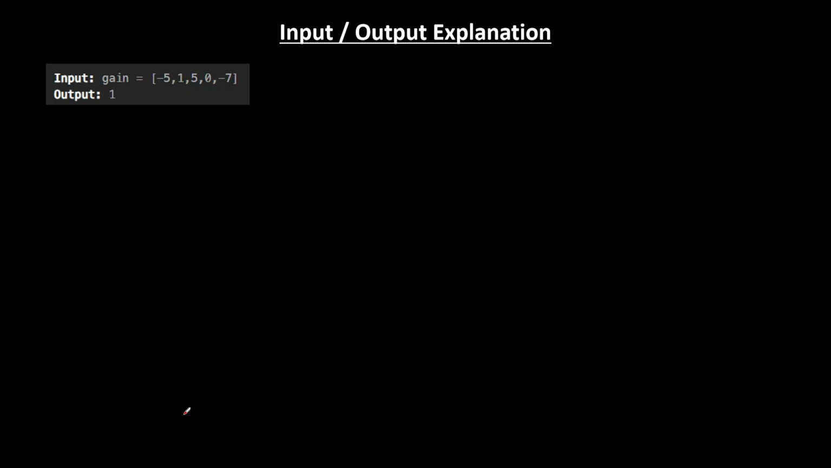Let's understand the input output of the problem. Right? Okay. So here we are given minus 5, 1, 5, 0, then minus 7. This is the array given, and these are the altitudes. Fine. So according to the question, it always starts from 0. Bikers always start from 0.